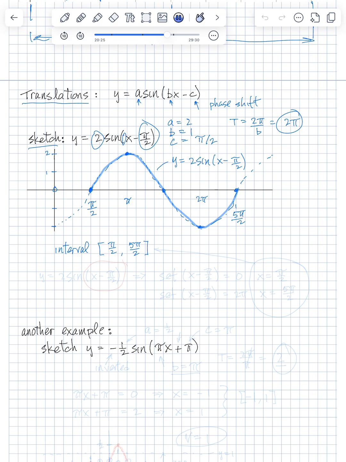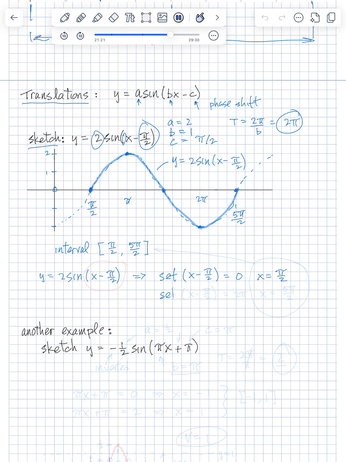So how would we go about finding this out if we didn't know? Well, let me write the original equation again. y is equal to 2 sine of x minus pi over 2. And we already found out that the period is 2 pi. So if we're trying to find the interval, we want to set x minus pi over 2 equal to 0 and solve for x, and that gives us x equals pi over 2. That's your beginning point.